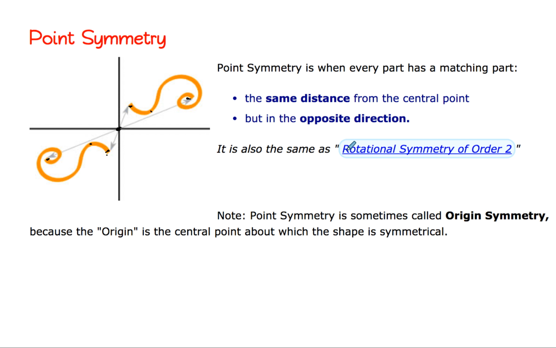So it's the same as rotational symmetry of order 2. As you can tell, if I took this entire figure and I rotated it 180 degrees, it would map onto this figure here, and then if I rotated it again 180 degrees in this direction, it would map right back onto itself, so it has rotational symmetry of order 2. Here's the important part. Point symmetry is sometimes called origin symmetry. Why? Because the origin is the central point about which the shape is symmetrical. In other words, this shape is symmetrical about the origin. So basically what we are doing is rotating it around this point of origin. We are also reflecting it around the origin. So those two things must be true. Those two things must apply.